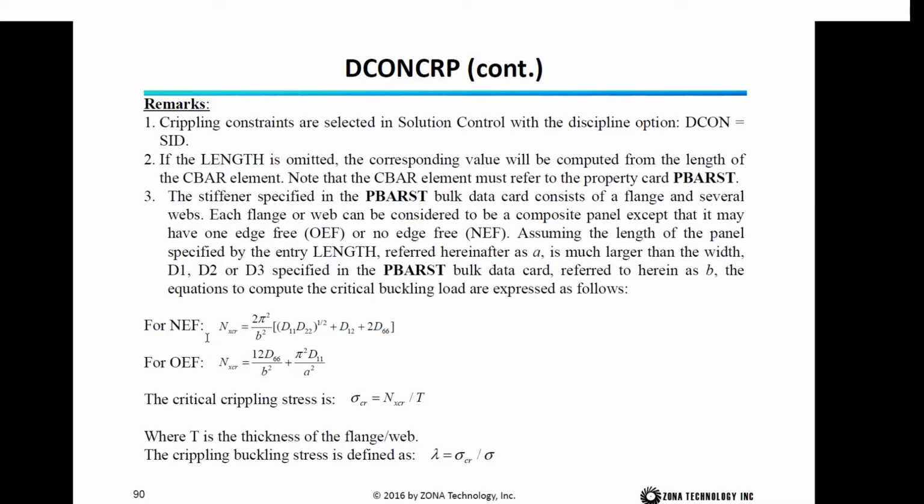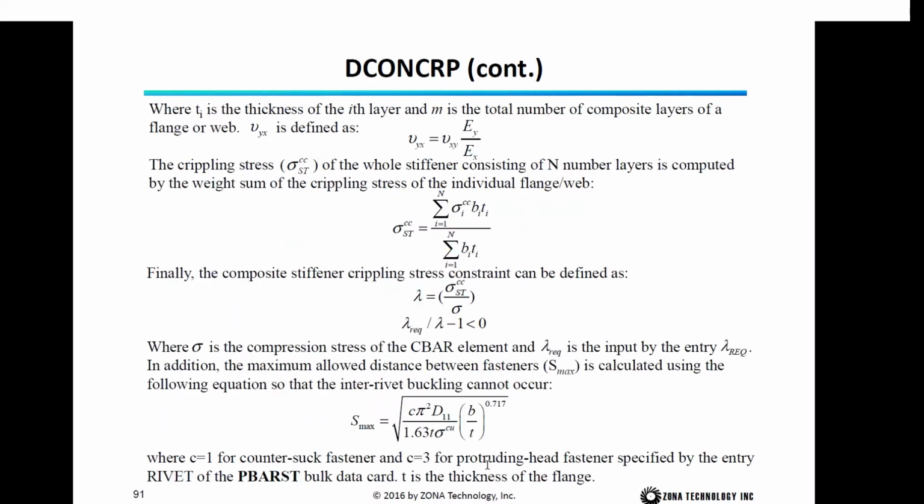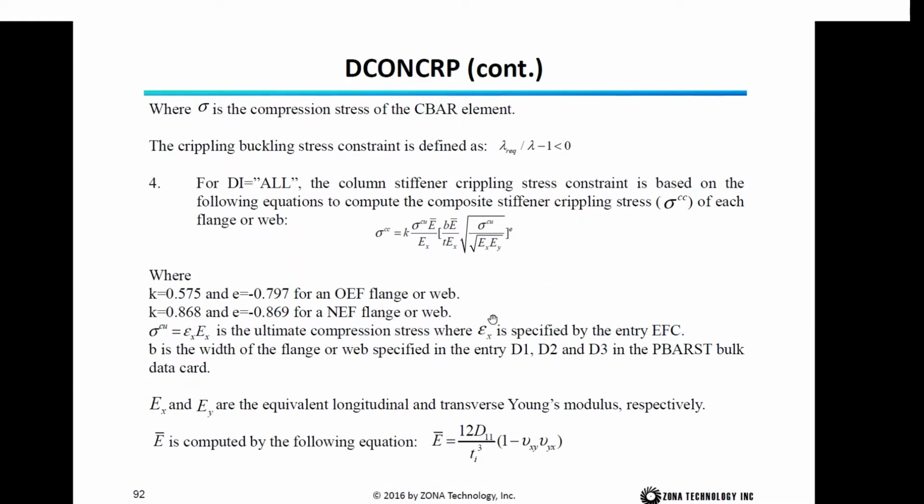So with no edge free, or one edge free, the crippling stress is computed by this equation, and T is the thickness of the flange or web. The crippling buckling stress is defined by lambda, so sigma CR divided by sigma. Sigma is the running load. And we have other ways to define the column stiffness, crippling stress constraint, and so on.